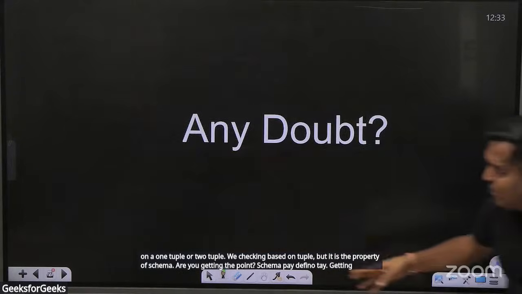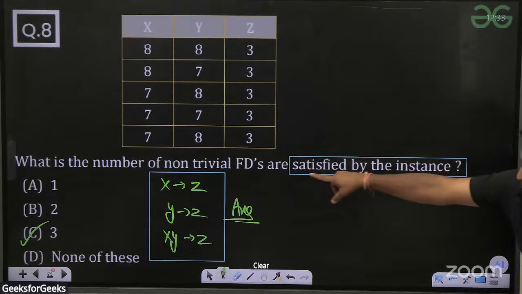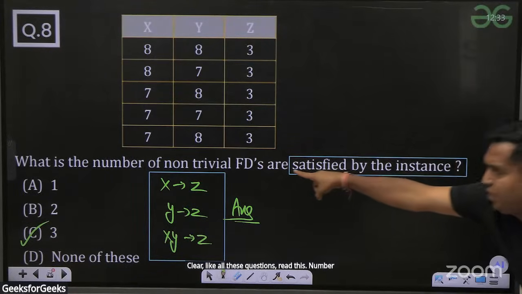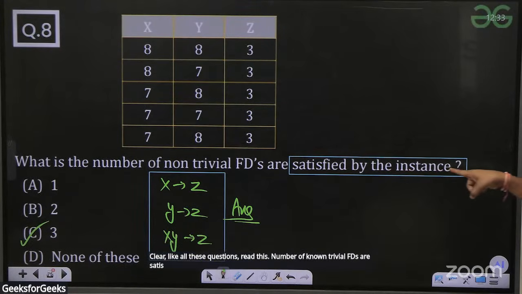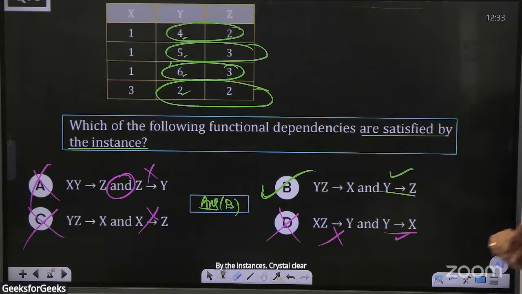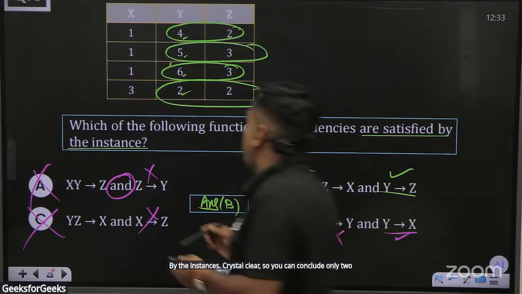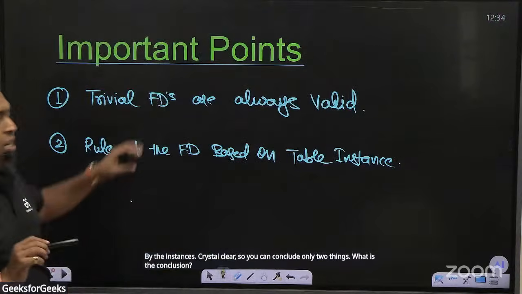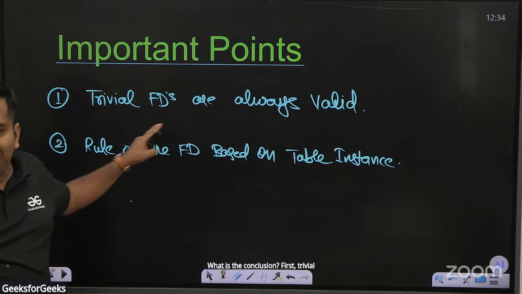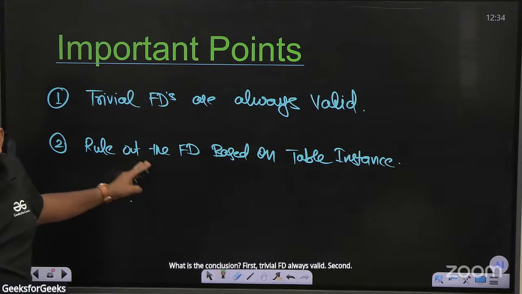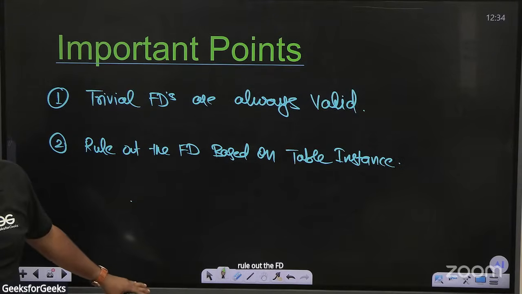Getting clear? Like all these questions, read this: number of non-trivial FDs satisfied by the instances. Crystal clear? So you can conclude only two things. First, trivial FDs are always valid. Second, rule out the FD based on the table.